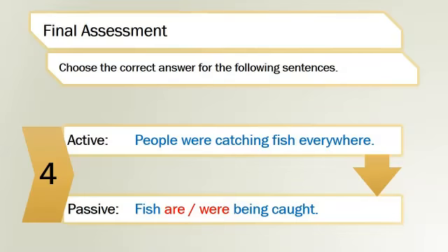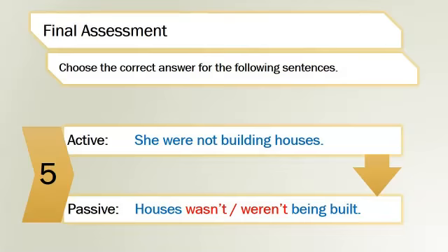Number 4. People were catching fish everywhere. The passive, fish are or were being caught. Number 5. She were not building houses. The passive, houses weren't being built.